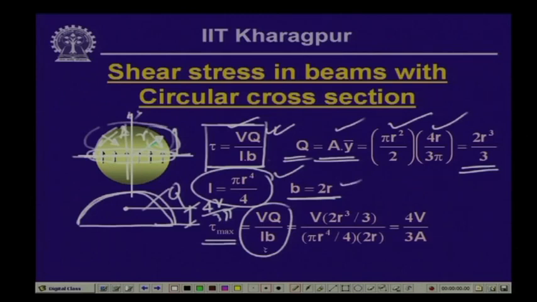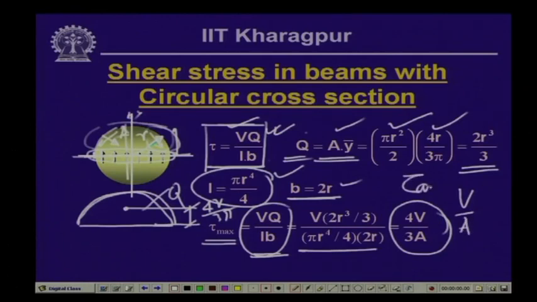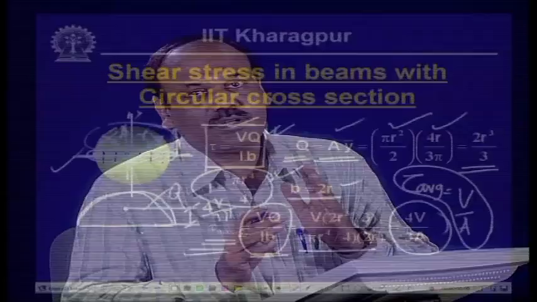So, if you substitute the values of Q, I and b in this expression for tau max, we get the value of maximum shearing stress as 4 by 3 times V by A. V by A, as you can recognize, we have designated as the average shear. So, tau average is equal to V by A, and that multiplied by 4 by 3 will give us the maximum shear for the circular cross section. Hence, though we cannot use the shear formula for evaluating the shear stress over the entire cross section, which is quite complex, we can evaluate the maximum shear stress at the neutral axis position using this shear formula.